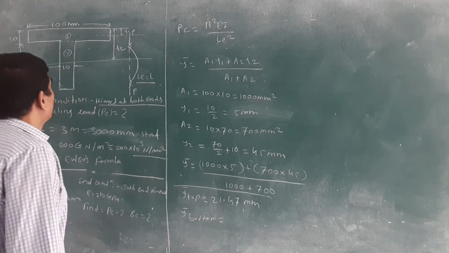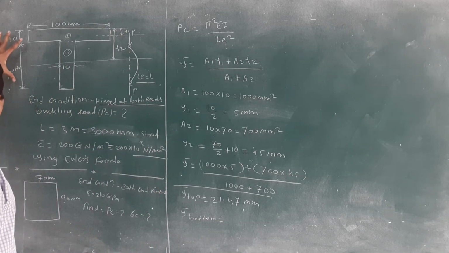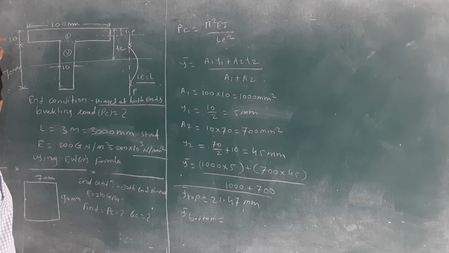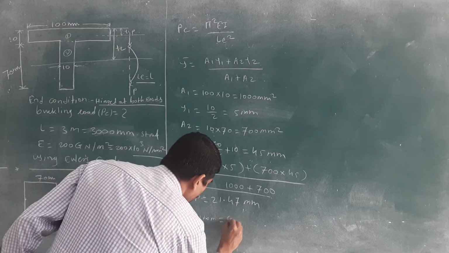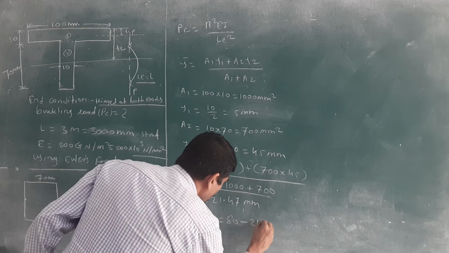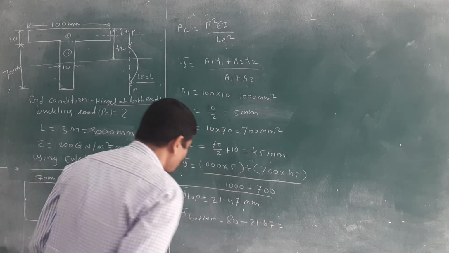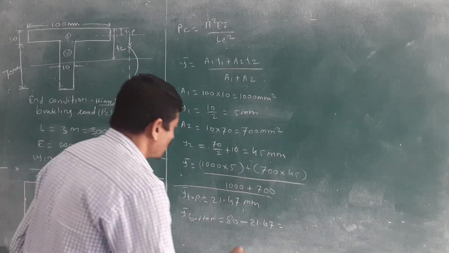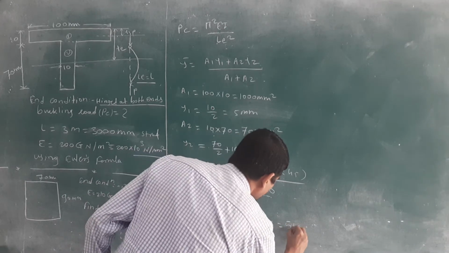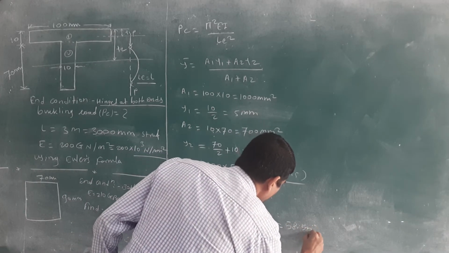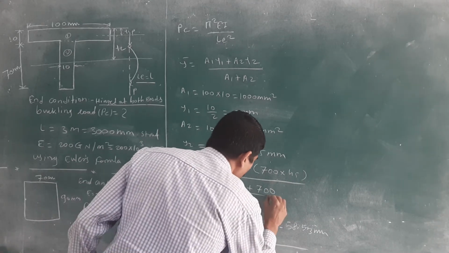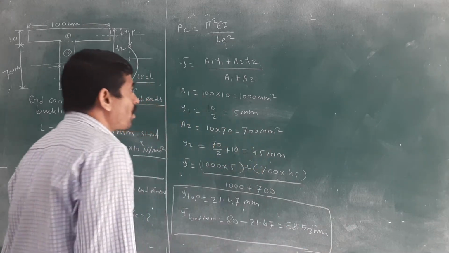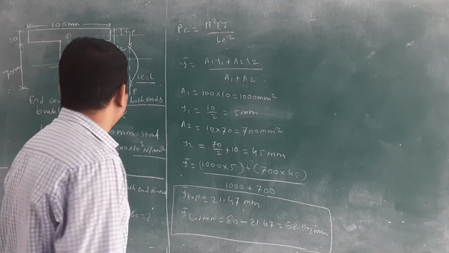Okay, and how to calculate the Y bar bottom? You know that the total depth is given, 10 plus 70, 80. 80 minus 21.47, which is Y bar top, you will get 58.53 mm. We will get both values, Y bar top and Y bar bottom.